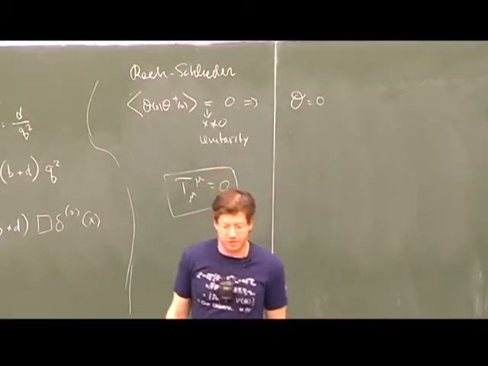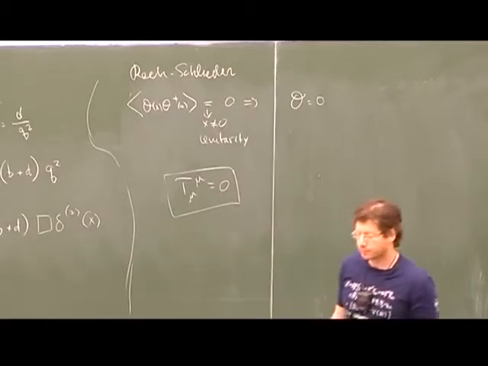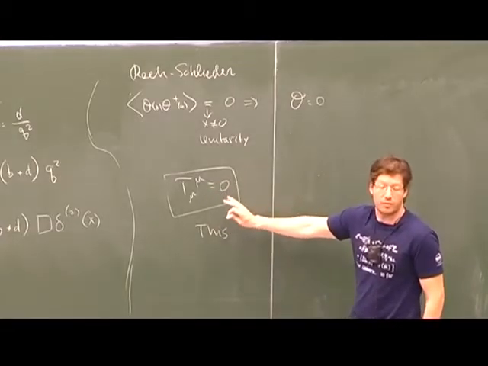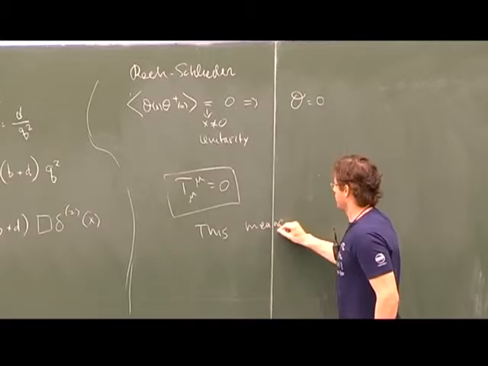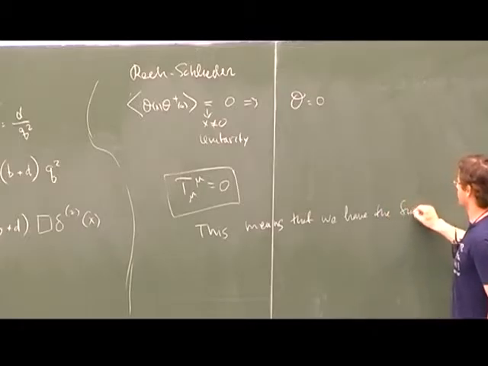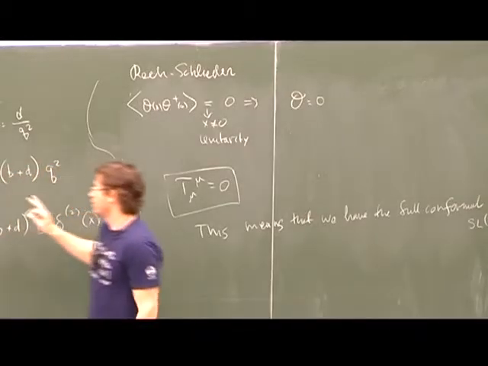If the trace of the energy momentum tensor is zero, then we have the full conformal group, not just scale invariance. This is of course a familiar condition for conformal invariance. So this means that we have the full conformal group, which in two dimensions is SL(2,C). Okay, so you see that there is an extremely powerful consequence of just this two-point function, a completely straightforward analysis.